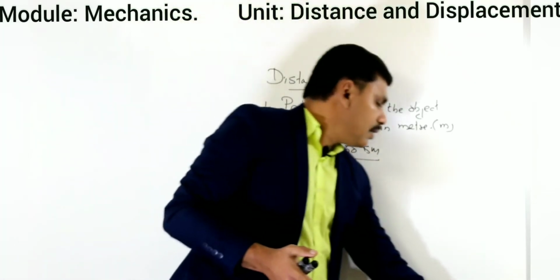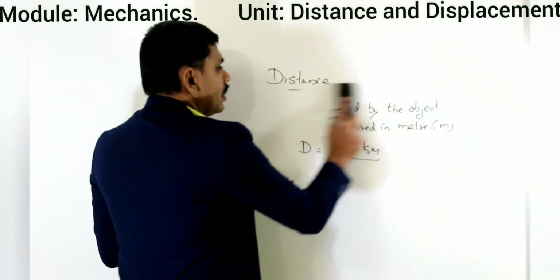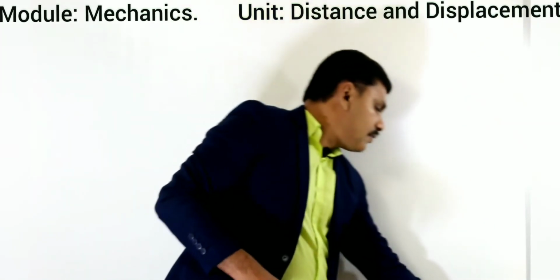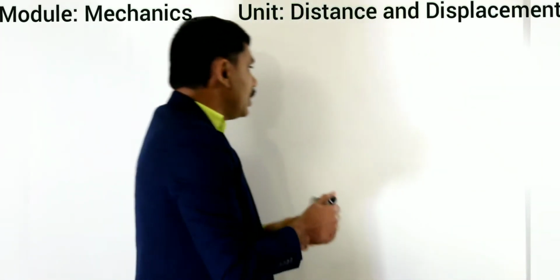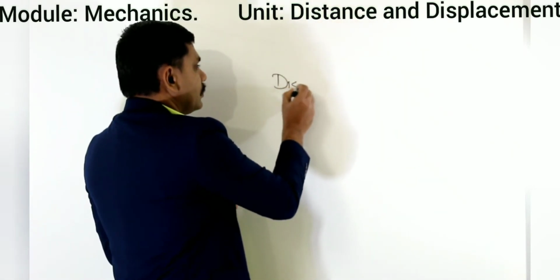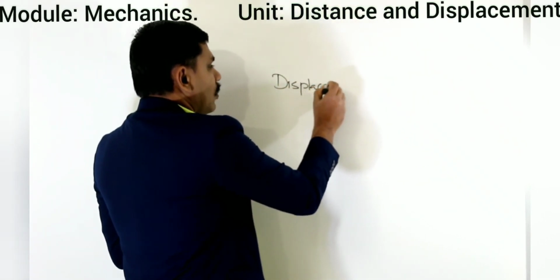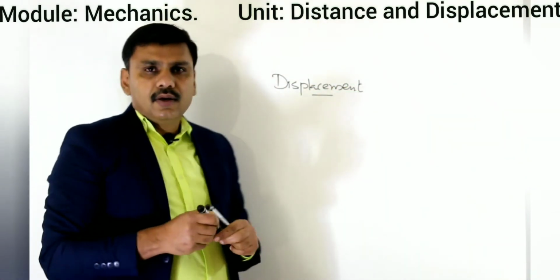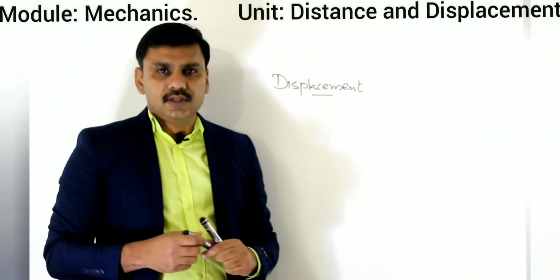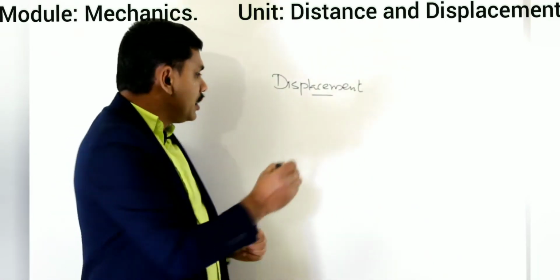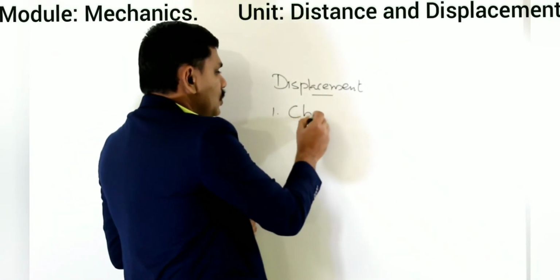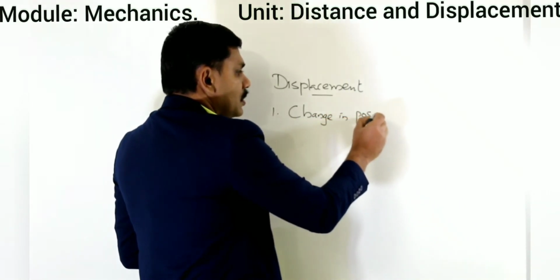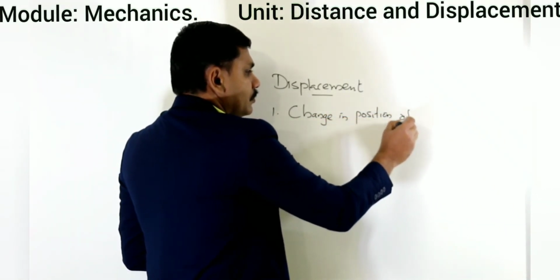Next, you are learning another physical quantity, displacement. What is the difference between distance and displacement? Displacement means change in position of an object.